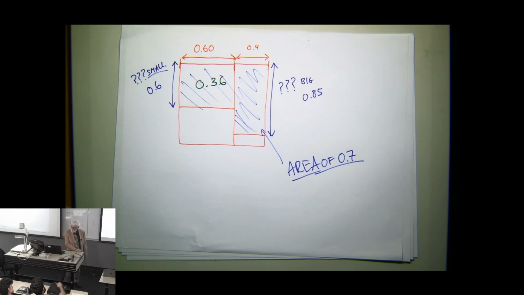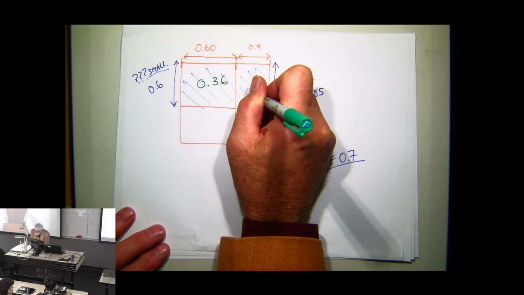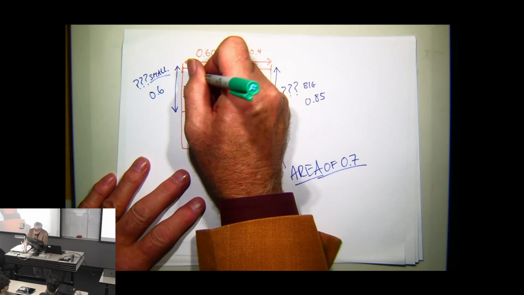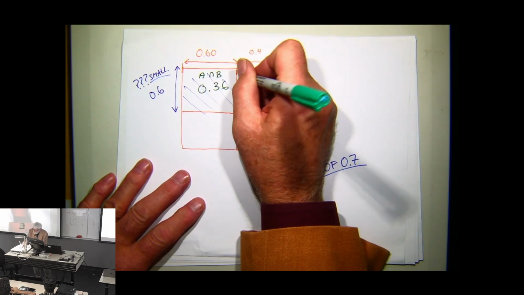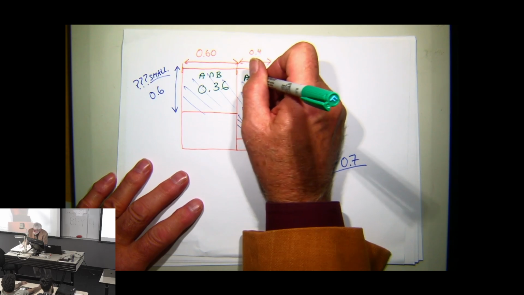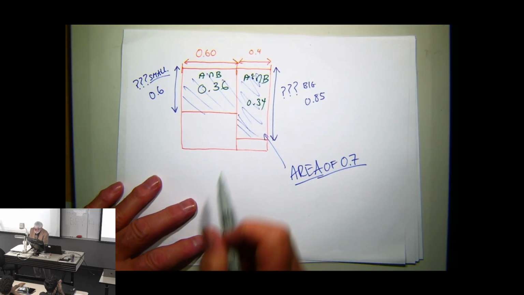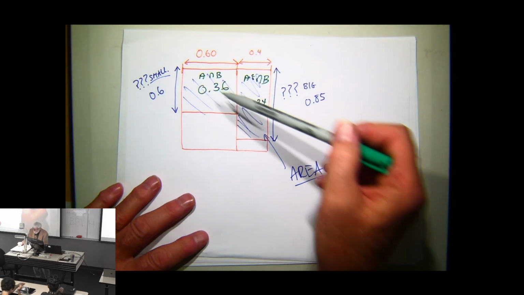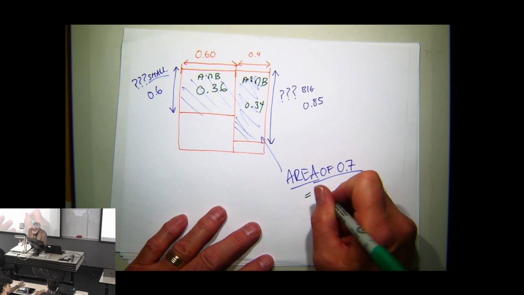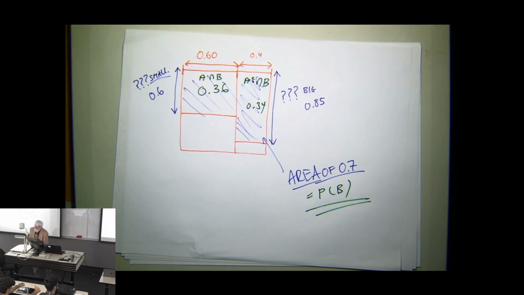And let's just go to that one. Yeah. And that was 0.34. So the areas, looking at that, again, this was the A intersect B. This is the A complement intersect B. And when you add that and that, there's the 0.7. That is the probability of B. All right, so that's what happens when they're not independent. When they're independent, it's a nice straight line. When they're not independent, you get two heights.